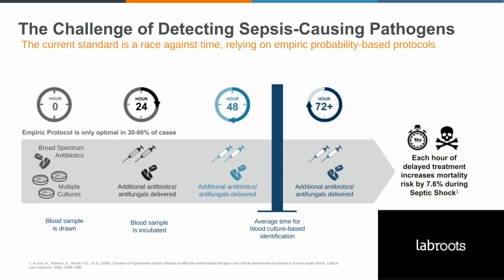The challenge of detecting sepsis-causing pathogens is that the current standard, that is blood culture, is a race against time, as time to result is on average 2 days, varying between 1 to 5 days. Thus, there's reliance on empiric therapy, which we know is optimal in about 30 to 60% of cases. To mention certain other challenges, the positivity rate with blood culture is low, the contamination rate is high, and administering antibiotics prior to culture or pre-analytical issues like improper specimen collection can alter the results.